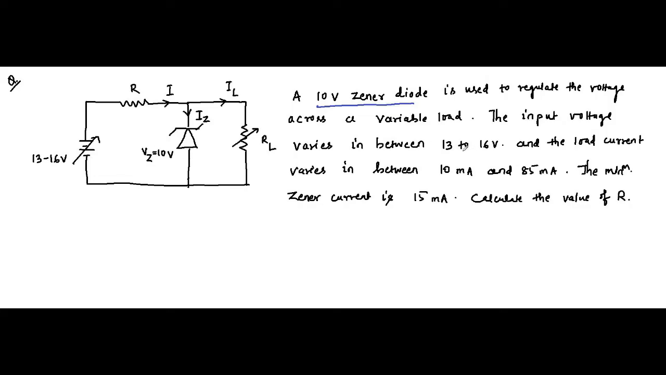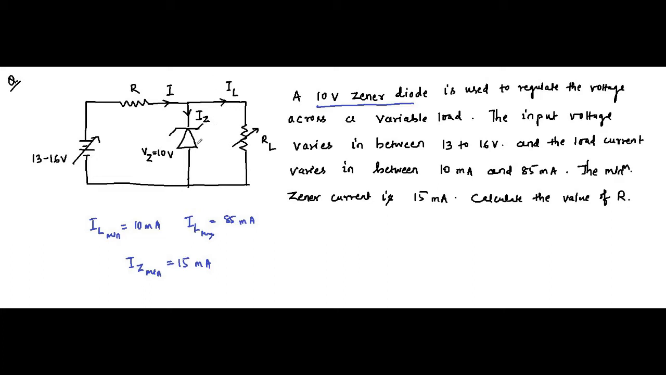The input voltage varies between 13 to 16 volt, and the load current varies between 10 milliampere and 85 milliampere. It means that the minimum value of load current is 10 milliampere and the maximum value of load current is 85 milliampere. And another piece of information is that the minimum Zener current is 15 milliampere.